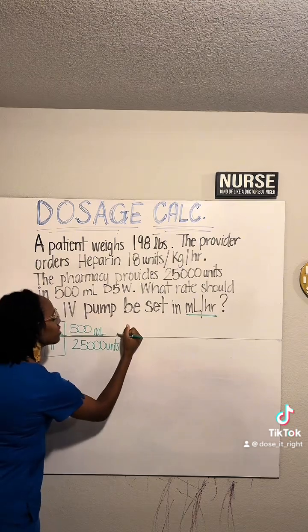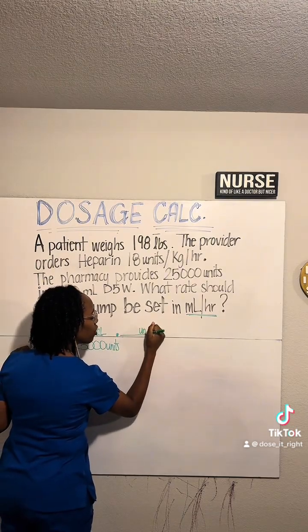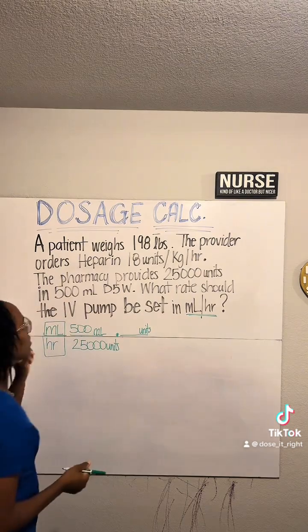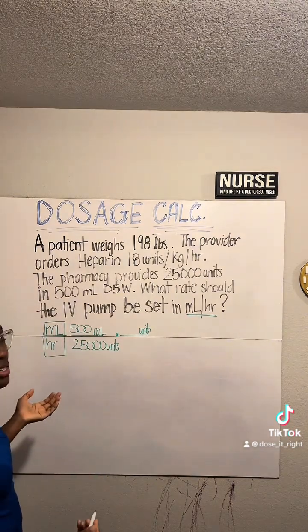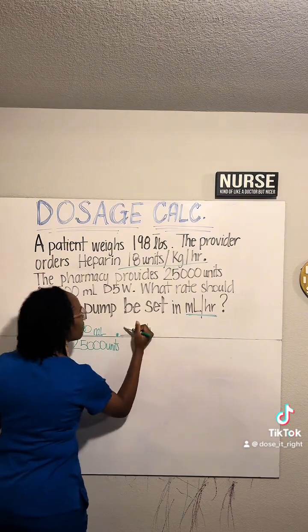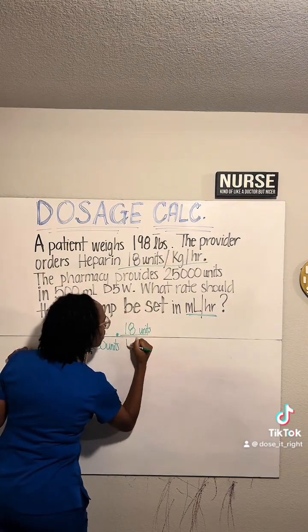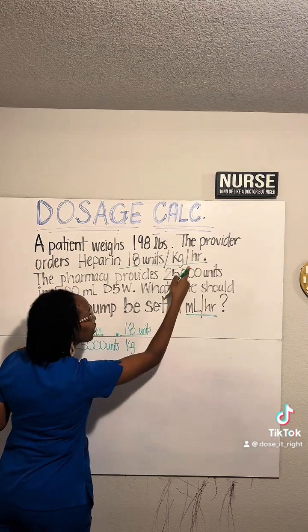So you know we have to start canceling out. We have units on the bottom, so that means that we need to have units here on top, all right? So in our problem, do we see any units? Yes, we do. What the doctor ordered right here. So we have 18 units. And what goes along with that? Per kilogram per hour.